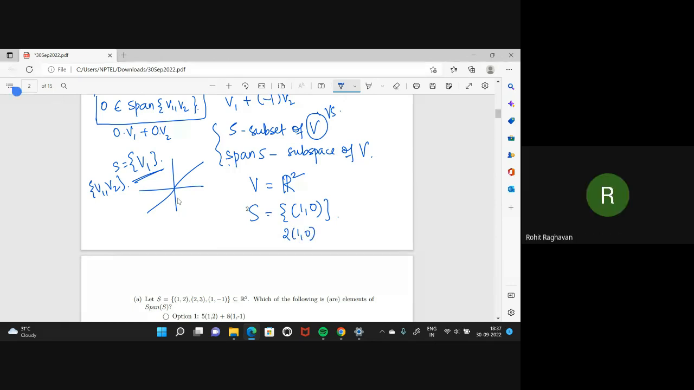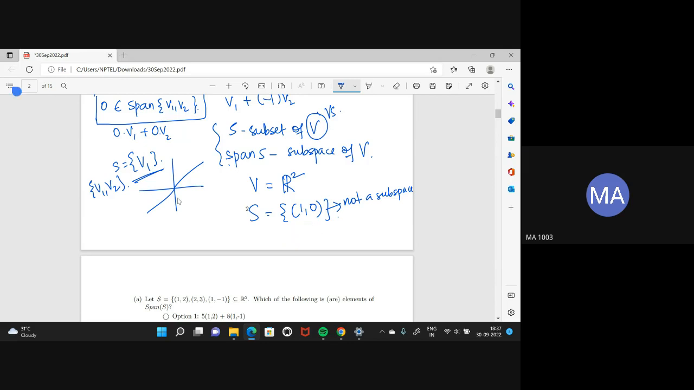No, ma'am. So this is not a subspace. Why, ma'am? Subspace means what? Alpha times elements should also belong to the set, right? Yes, ma'am. Does (2, 0) belong to this set? No, ma'am, only (1, 0) belongs to this. So it is not a subspace, no?